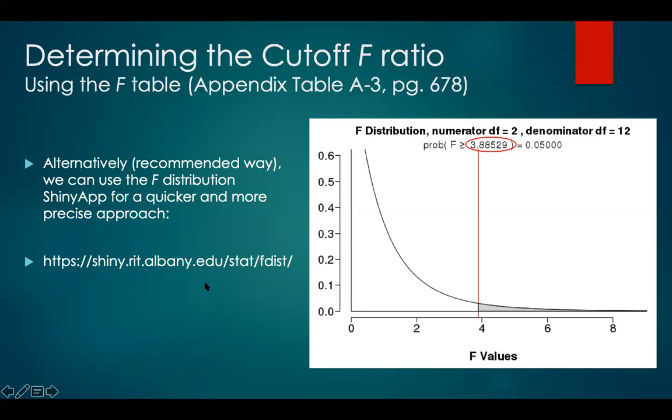And this is the recommended way to do it, and it's the same as always. You enter your numerator degrees of freedom and your denominator degrees of freedom, and you enter your probability, so 0.05. And it gives you the cutoff value, which is 3.89.